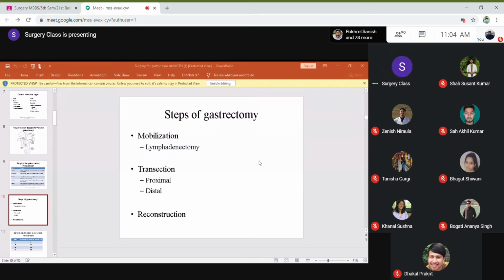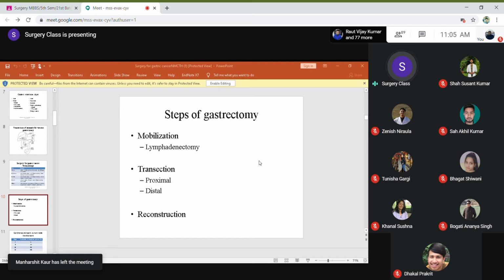Okay, so now, steps of gastrectomy. First we mobilize the stomach and then we do a lymphadenectomy, that is, D2 lymph nodes are removed. And then transection, proximal and distal, and reconstruction. So the thing is, in carcinoma stomach, the lymph nodal involvement probability for stage 1 is only 5%. For stage 2, it is 25%. For stage 3, it is 90%.